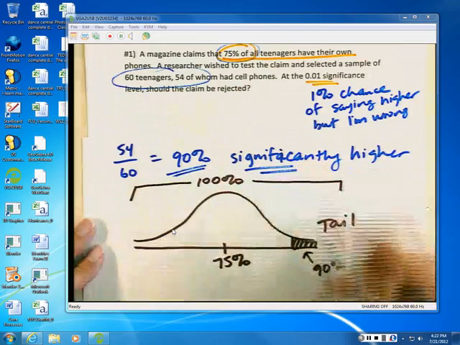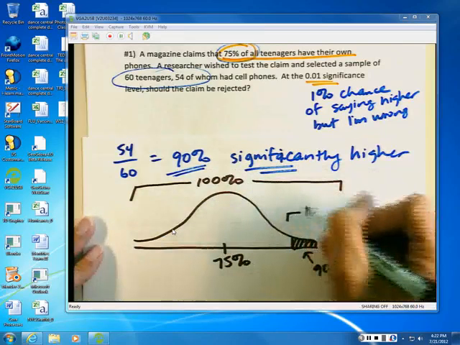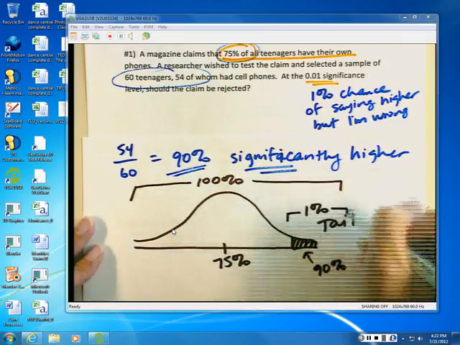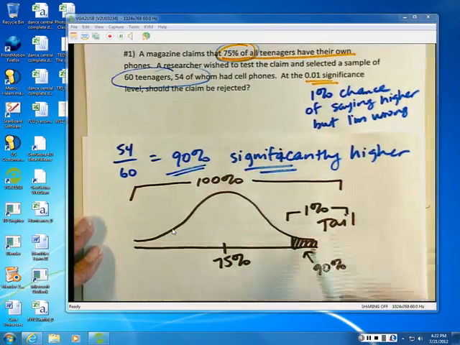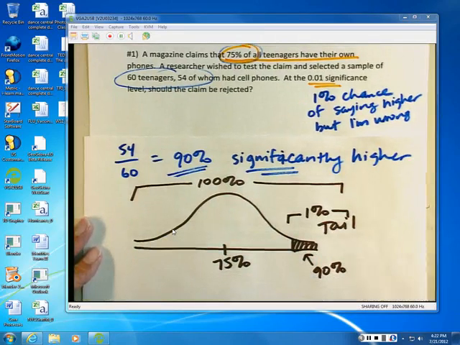The area in my tail is that significance level. It's 1%. So I'm going to leave only 1% of the 100% area where my 90% falls in. Okay, so that's the idea. The idea is to try and prove that something isn't just higher or different, but significantly higher or different.